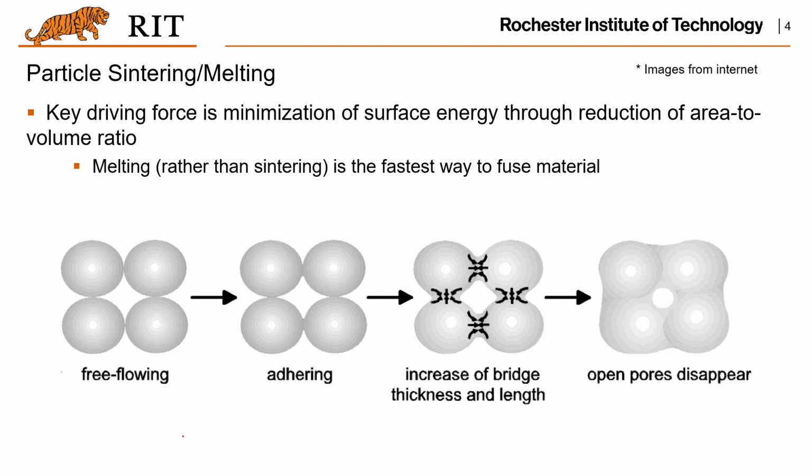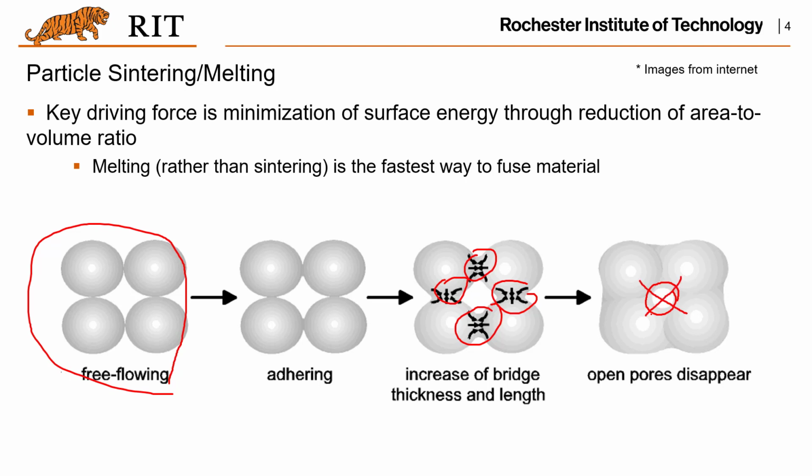For particle sintering and melting, what happens is something like this. First of all, the particles are free flowing, and then some necks will be generated when the heat source is applied to fuse these particles. The open pores generated earlier will be eliminated during this fusing, this sintering or melting process. But usually there will be some open pores still remaining, which is undesired.